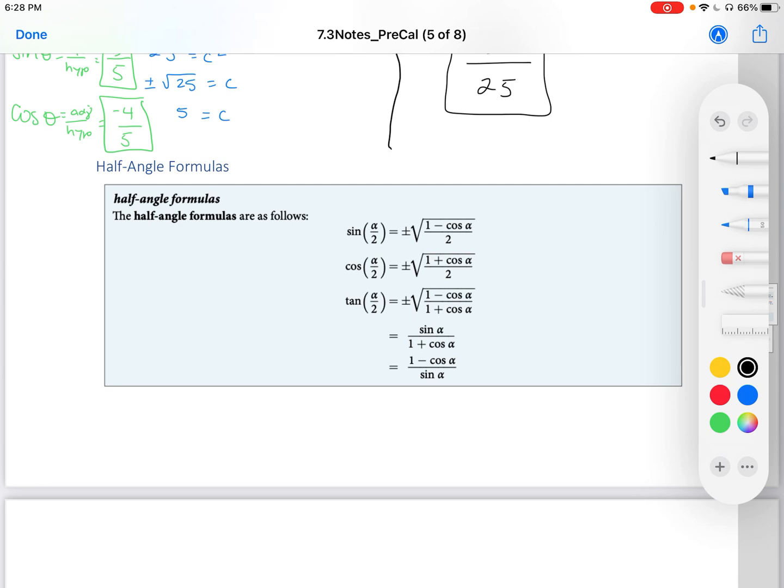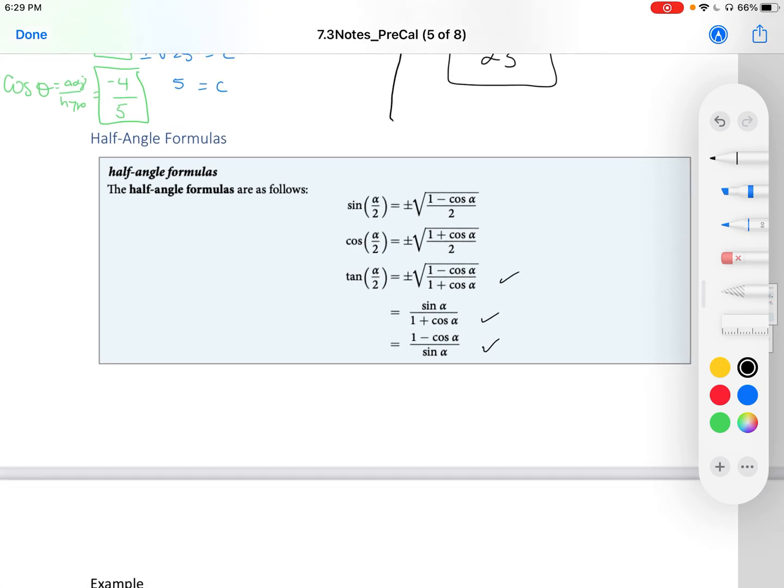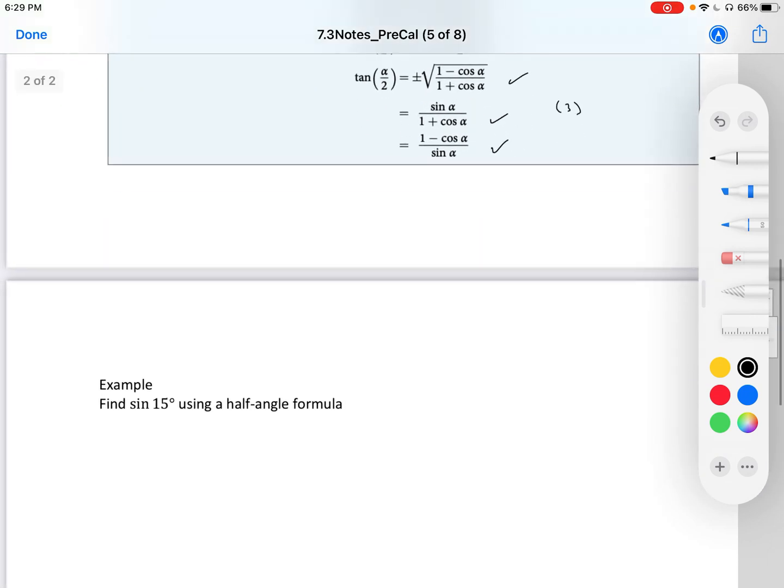Tangent alpha over 2 is plus or minus the square root of 1 minus the cosine alpha divided by 1 plus cosine alpha. Or sine alpha over 1 plus cosine alpha. And 1 minus cosine alpha divided by sine alpha. There's 3 of them. I said 2, but there's 3.